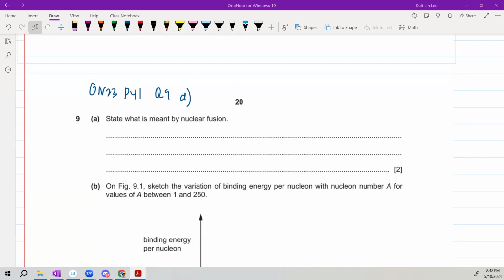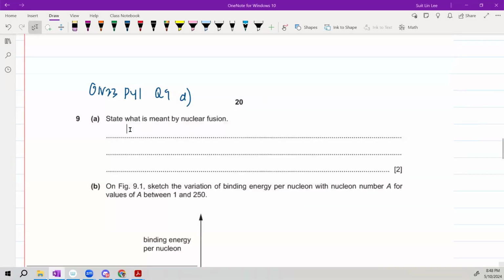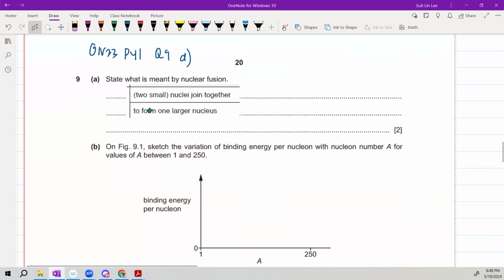So the first part, when you define nuclear fusion, here are the keywords. Make sure you mention that it is 2 smaller nuclei joined together, combined together, fused together to form a larger, more stable nucleus. I add the more stable for my brain.